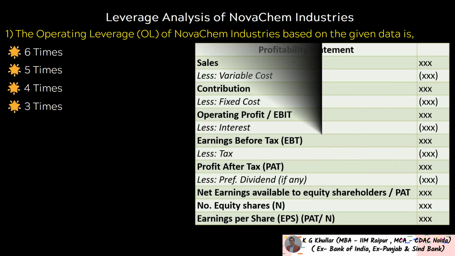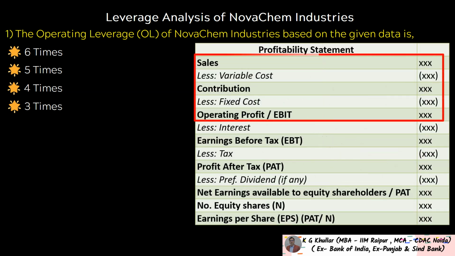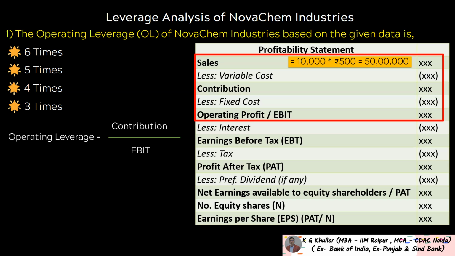Now friends, I hope you all remember the basic formula of operating leverage, which is contribution divided by EBIT. And as I have requested earlier, please recall this table. And we have also seen that this part of the table gives the operating leverage. So contribution can be found by simply deducting the variable cost from sales.